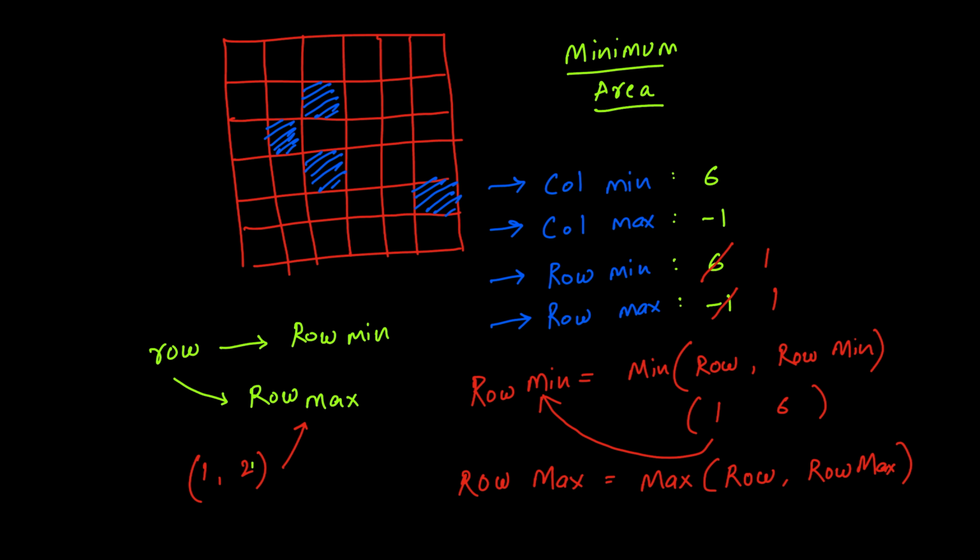Once the iteration is complete, we will compare the values of the column min, column max, row min and row max to calculate the size of the rectangle, multiply them with each other and return it as the area.